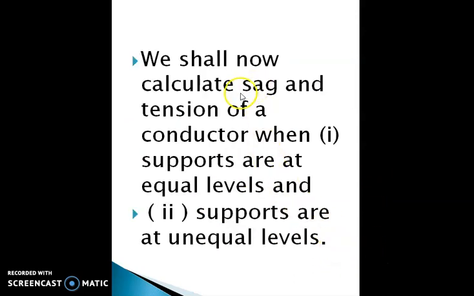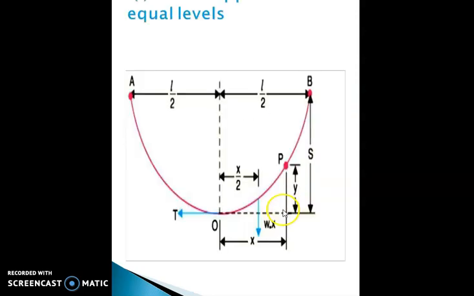We shall now calculate sag and tension of a conductor when first, supports are at equal level, and second, supports are at unequal level. First consider when the supports are at equal level. These are the two supports A and B. The conductor hangs in this portion. Point O is the lowest point. The total span length is L, and this is the middle portion, so this is L by 2 and this is L by 2.